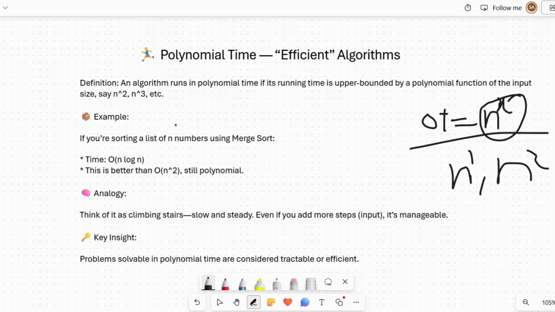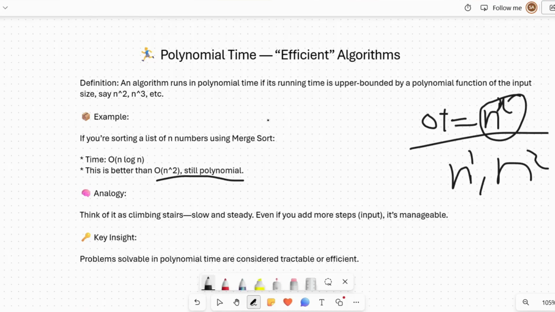That's it. You are sorting a list of n numbers using merge sort, order of n log n time, which is better than order of n squared. Still polynomial. Think of it as climbing stairs, slow and steady, even if you add more steps. Problems solvable in polynomial time are considered tractable or efficient.